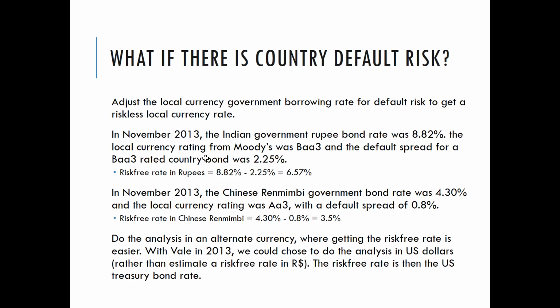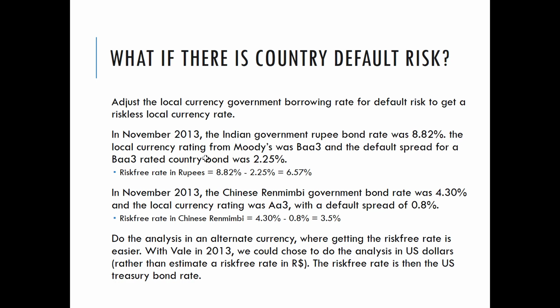So what you can then do is figure out what the credit rating agencies rate India as. The local currency rating from Moody's was Baa3, and the default spread for a Baa-rated country bond was 2.25%. So basically, this is the premium I get for investing in a risky government bond, specifically a Baa3-rated bond. If I wanted to figure out the true risk-free rate in India, I would subtract this from the observed rate to get the risk-free rate in rupees.